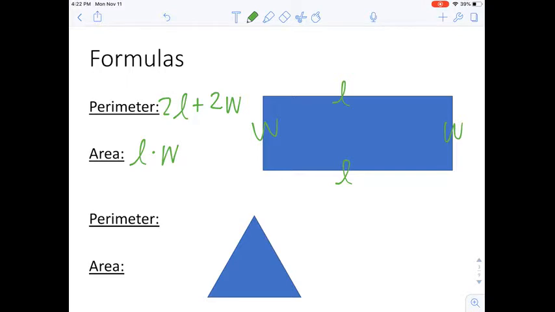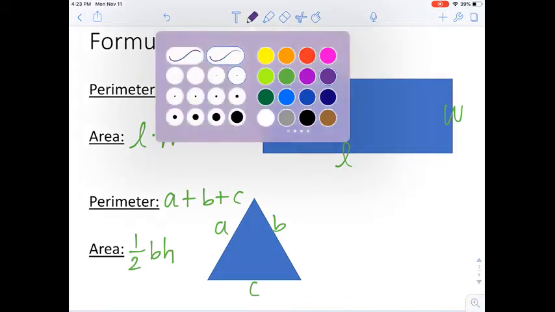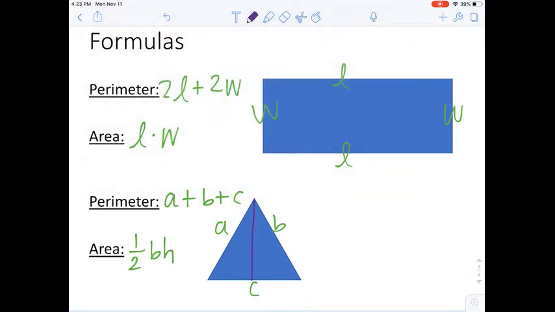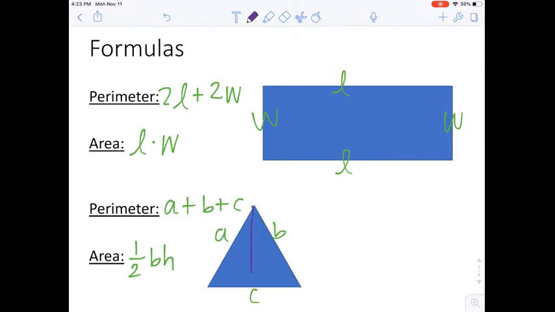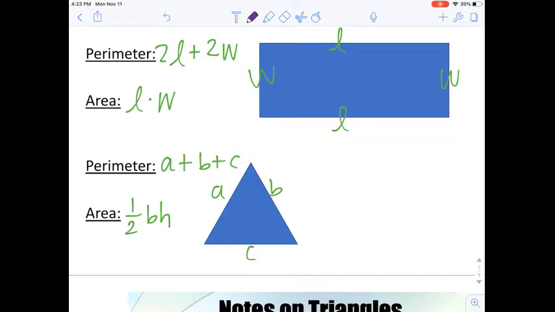It doesn't matter what variables you use as long as you know it's the long side multiplied by the shorter side. Perimeter of a triangle: a triangle has three sides, A, B, and C. So perimeter is just A plus B plus C. We're adding up all those side lengths together. And then the area of a triangle is 1/2 base times height. The height of our triangle is actually going to be straight down the middle. It's often confused. People want to use the side length, but our height is right down the middle.